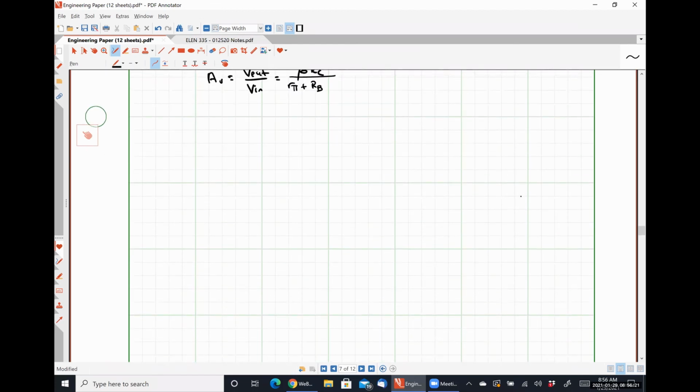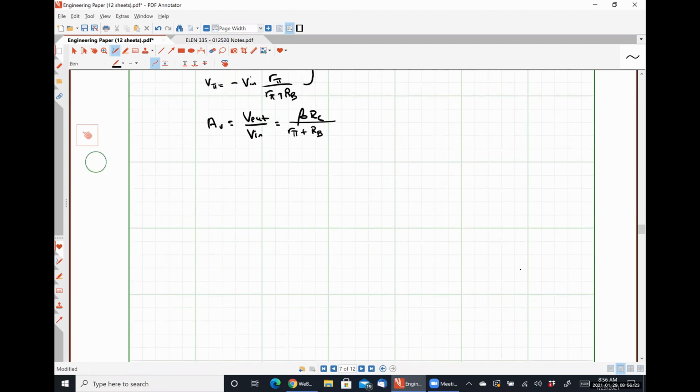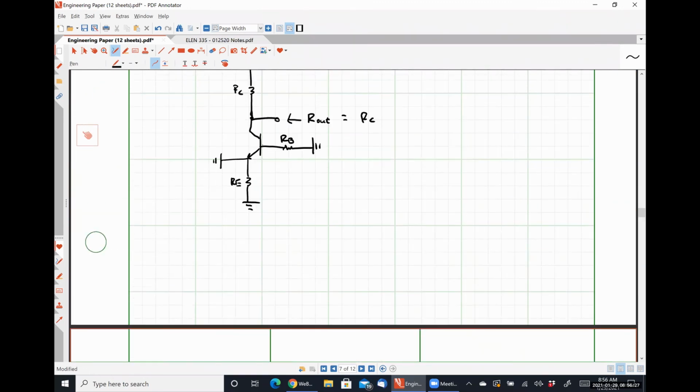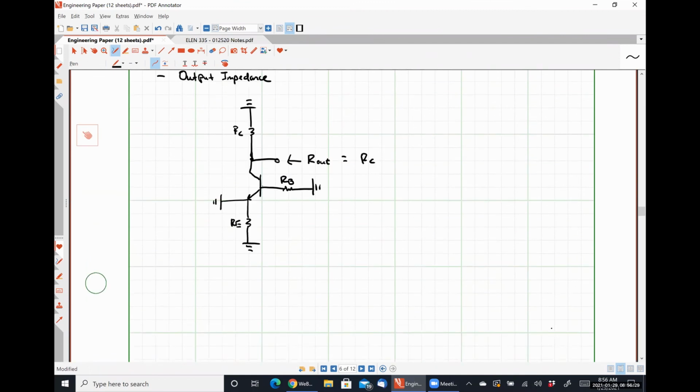Dr. Hartman, can you show please the output impedance formula for the last problem? It's RC. Okay, thank you very much. Yep.